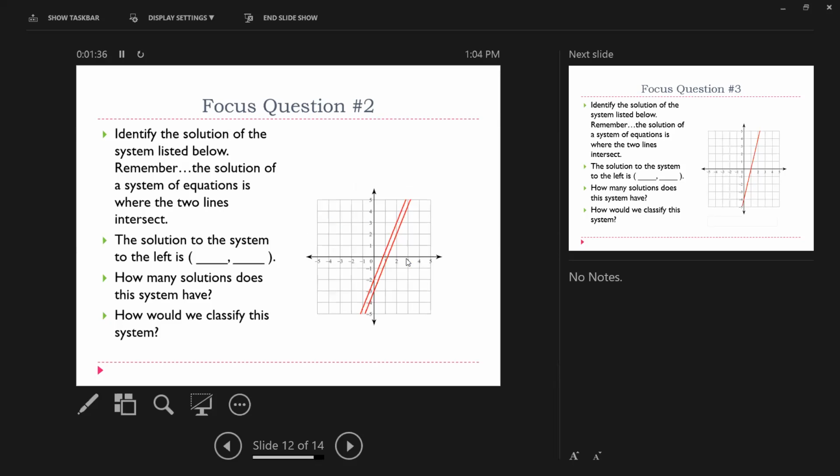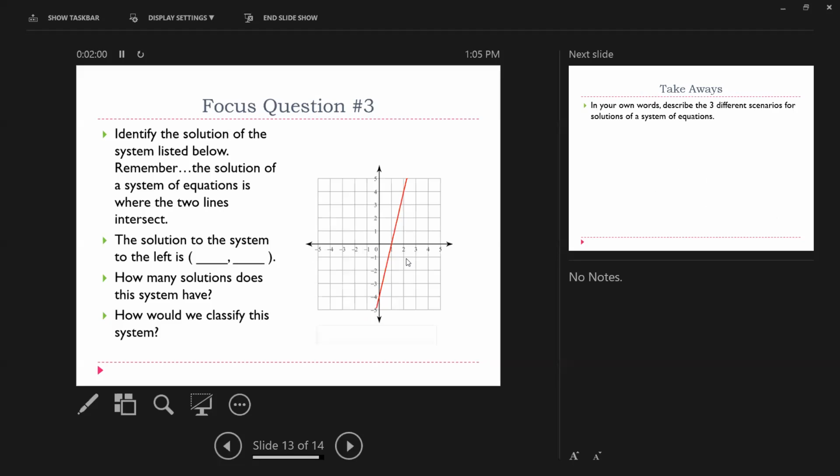How many solutions are there for this system? 0. No solutions. That's right. Here we don't have the equations either, but graphically you can see that they're parallel lines. They never cross. They have nothing in common. Therefore, there's no solution.